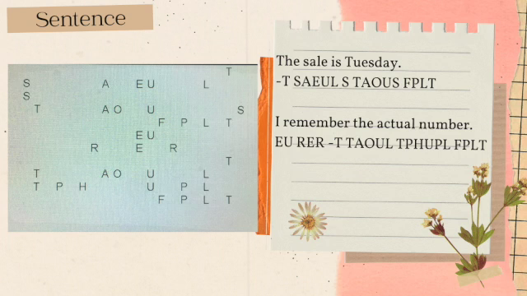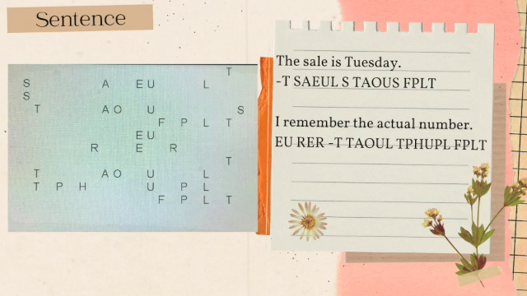Now let's take a look at the left side of the screen. So that is how these sentences are written. We have the sale is Tuesday, period. So it's final T for the, then sale is initial S, long A, final L, is initial S, and Tuesday, initial T, long U, final S, and FPLT for period.